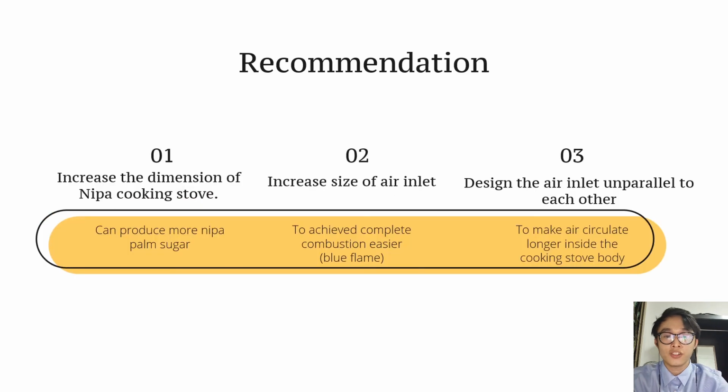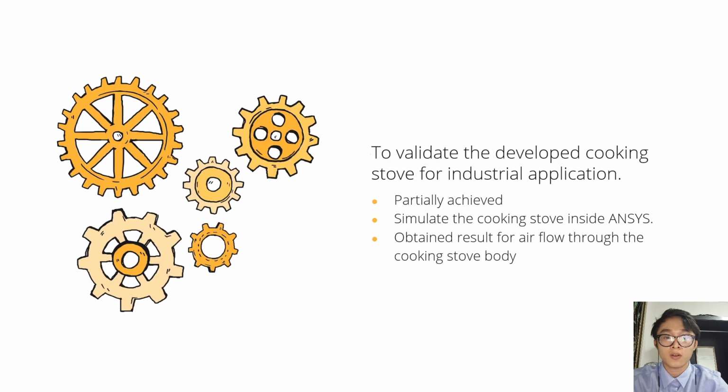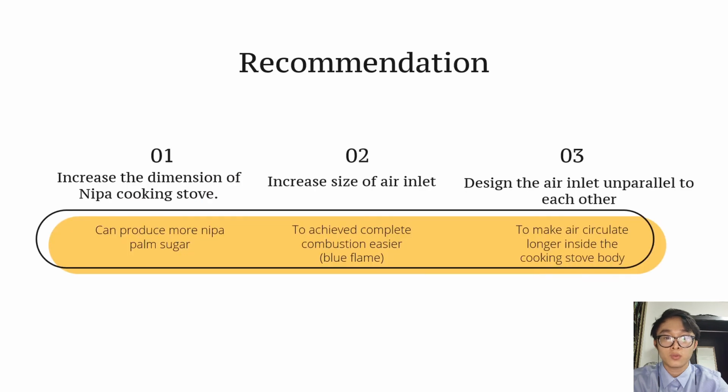This is the recommendation for this project. Firstly, increase the dimension of the Nipa cooking stove. It can allow us to produce more Nipa palm sugar. Secondly is increase size of air inlet to achieve complete combustion easier, which is blue flame. And lastly, design the air inlets unparallel to each other. This will allow us to make air circulate longer inside the cooking stove body.